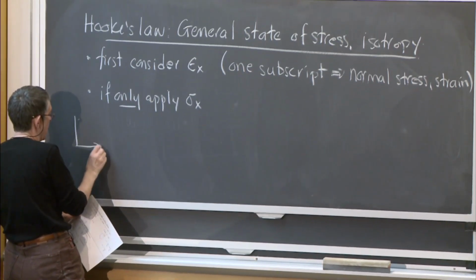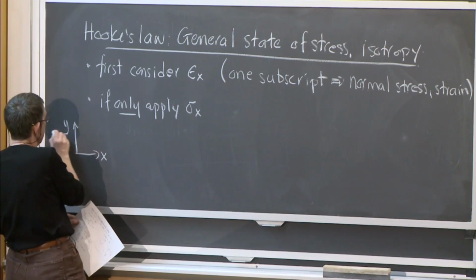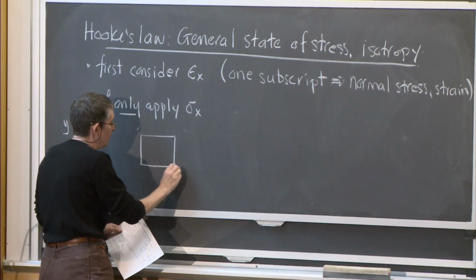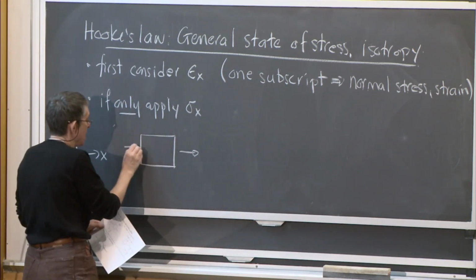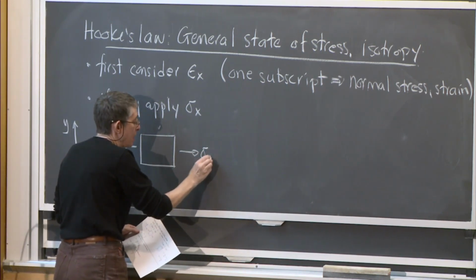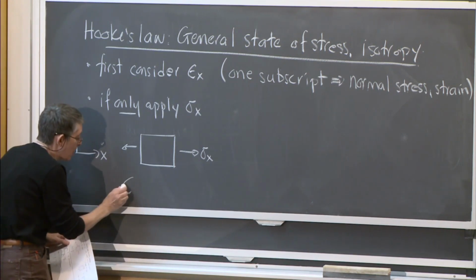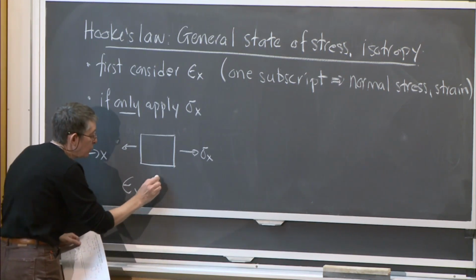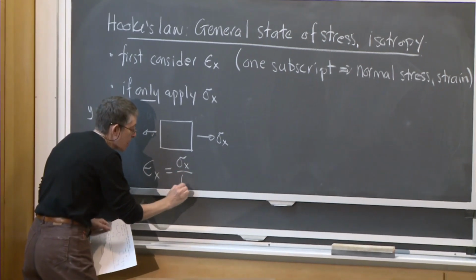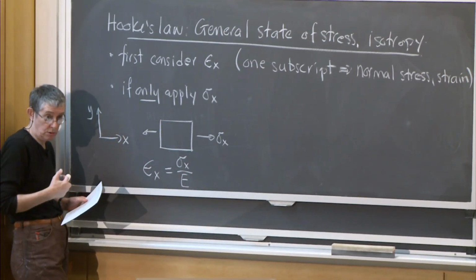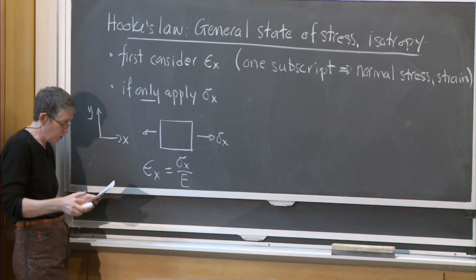So here's my xy axes. Here's my little element. I apply my sigma x like that. And if that was the only thing I was doing, epsilon x would just equal sigma x over E, the Young's modulus. Okay? So I've just rearranged Hooke's law there. That's Hooke's law.